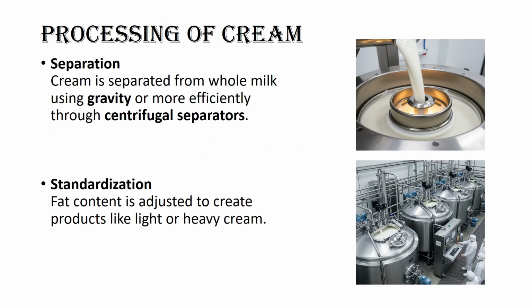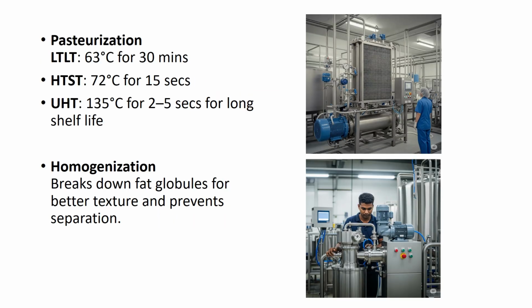Processing of cream. Step 1. Separation. Cream is separated from whole milk using gravity or more efficiently through centrifugal separators. Step 2. Standardization. Fat content is adjusted to create products like light or heavy cream. Step 3. Pasteurization. LTLT 63 degrees Celsius for 30 mins, HTST 72 degrees Celsius for 15 secs, UHT 135 degrees Celsius for 2 to 5 secs for long shelf life.